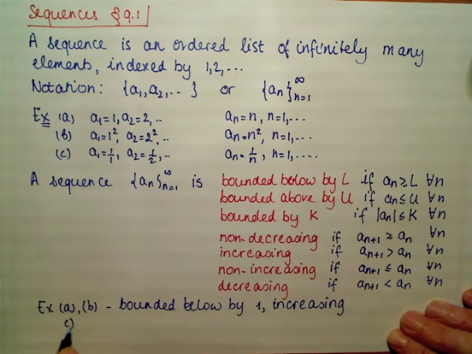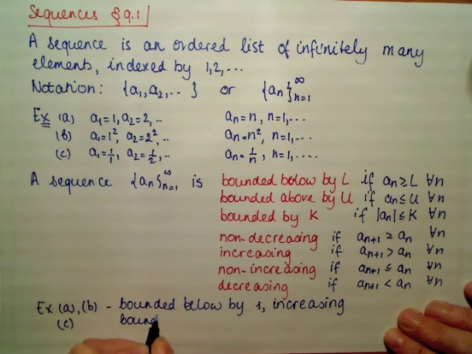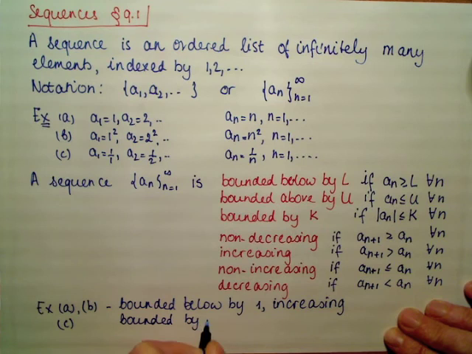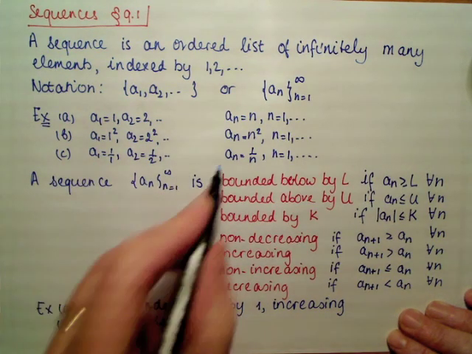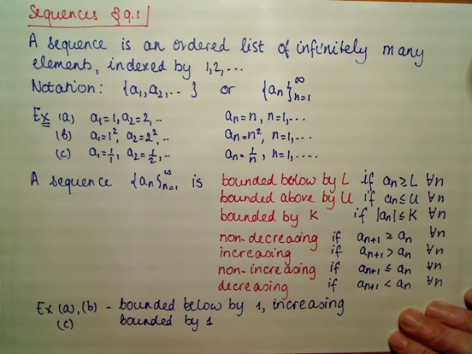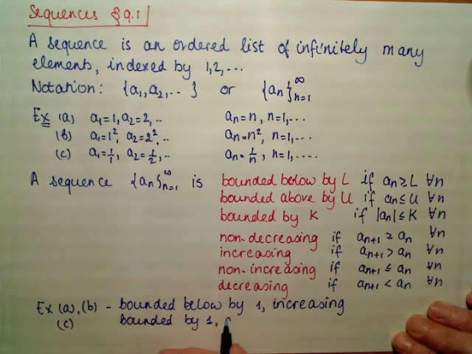The last example is bounded above and below, so it's bounded in fact by 1, because the sequence only consists of positive elements, they are all bounded by 1, so that's quite easy, and in fact this is a decreasing sequence.